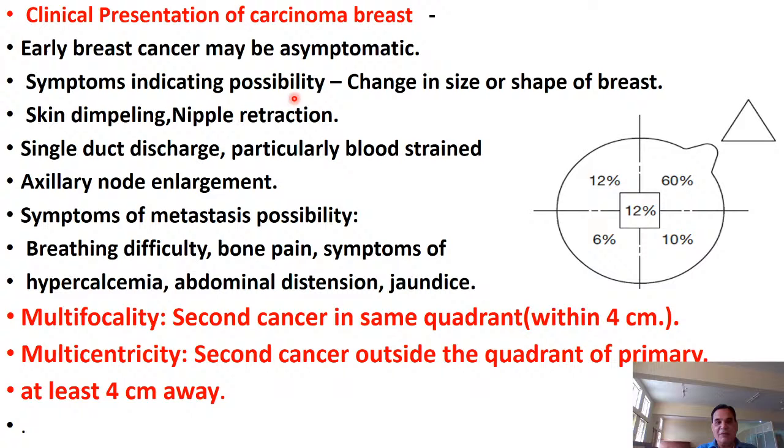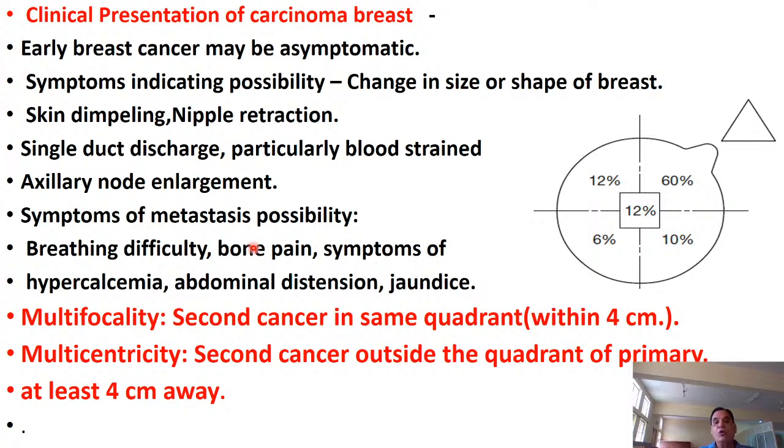And what are the symptoms which may indicate malignant change? Which the patient will tell? Common are change in the size or shape of the breast, skin dimpling, nipple retraction, duct discharge, particularly blood-stained. These are the clinical presentations. Axillary lymph node enlargement: some patients may come with axillary lymph node enlargement. Possibility of metastasis: always keep in mind any lady coming, up to 50 years, with some symptoms.